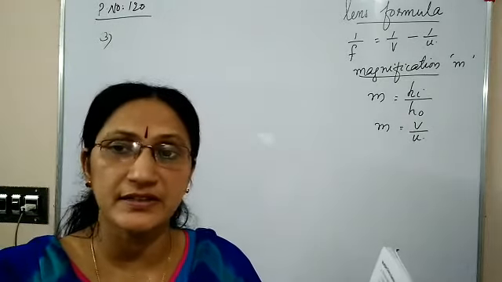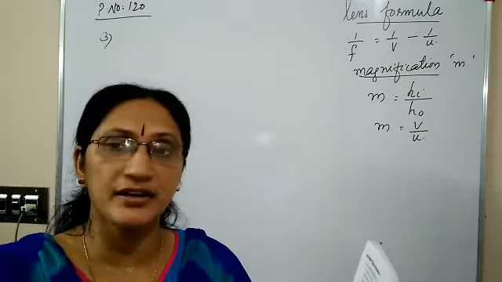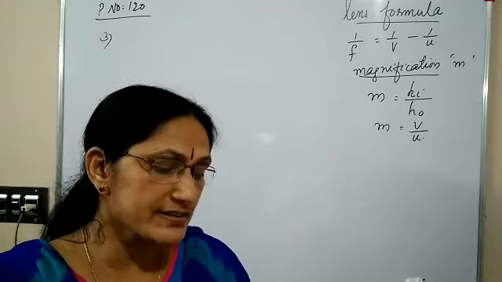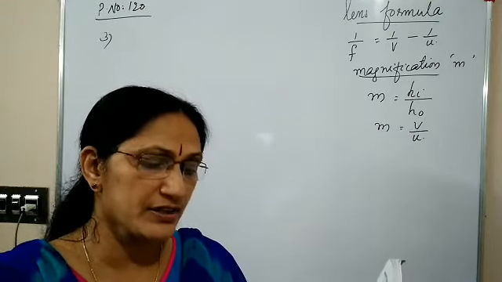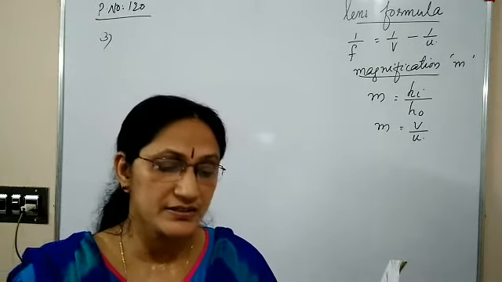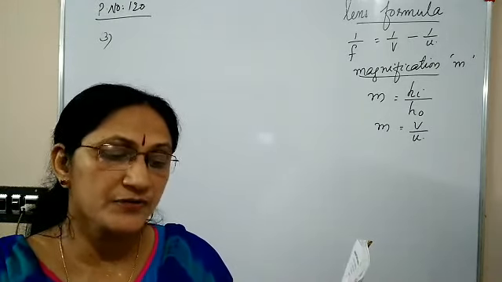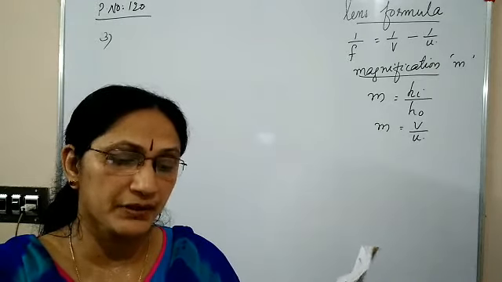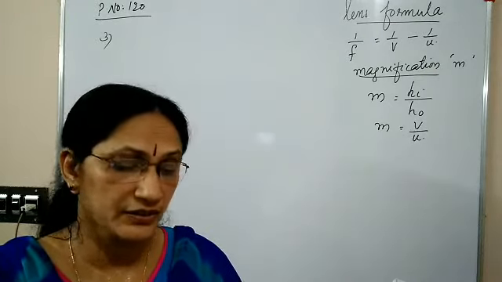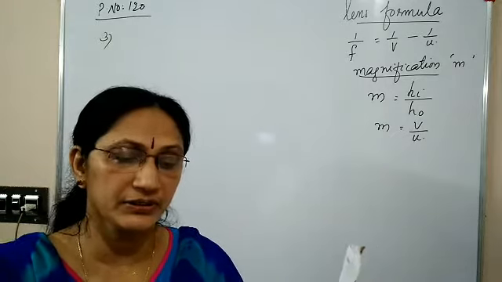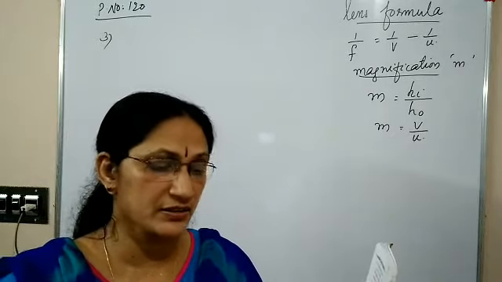A convex lens. It is written a lens. You have to correct it as: a convex lens forms an image of an object placed at a distance of 10 centimeter from it at a distance of 60 centimeter from it on the same side. Find the focal length of the lens. So make this correction in the question.